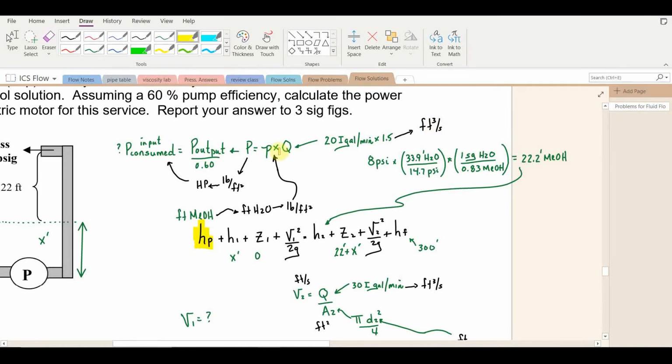We'll need to get the pressure of the pump, which will have to be in pounds per square feet. In our Bernoulli's calculation, we'll be calculating the height of the fluid, which happens to be methanol. We'll have to convert that to feet of water, and then from feet of water to pounds per square feet. Then that pressure times the flow rate in cubic feet per second will give us power in foot-pounds per second. We convert that to horsepower by dividing by 550. Divide by 0.6 to find the power consumed. So what remains to be done is to calculate this pressure supplied by the pump.